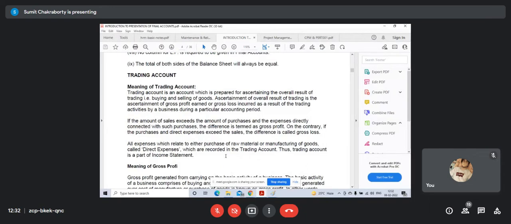Today we'll be going through the introduction to presentation of final accounts. What are the final accounts? The trading account, the profit and loss account, and the balance sheet. So first, the trading account.